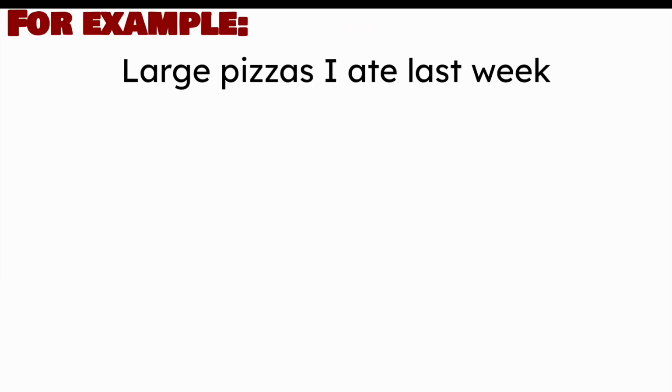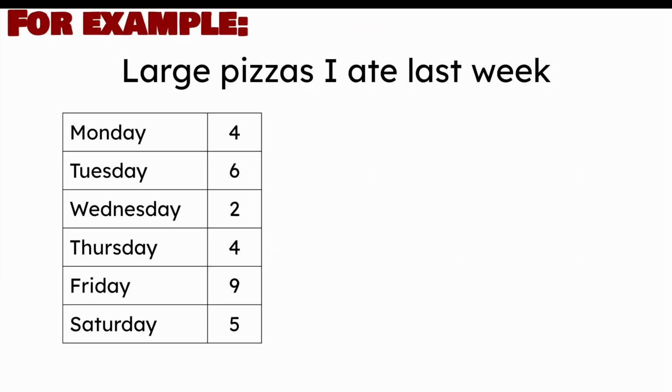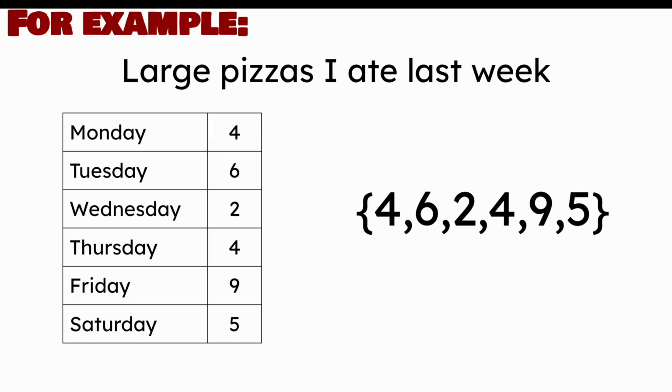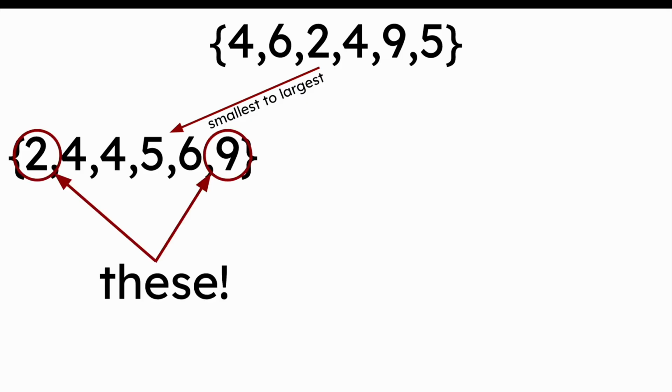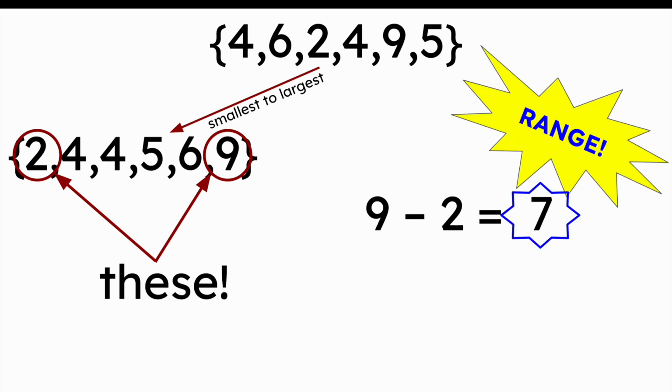So here's the number of large pizzas that I ate last week, personally. There's my numbers. This looks familiar. Of course, I put them in order just because. But you can just look at the numbers at the top. You can see that 2 is the smallest and 9 is the biggest. And I'm just going to subtract the 2 from the 9. That's my range. That's it, guys.